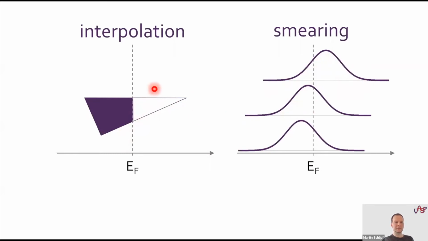You can imagine that if you have a very narrow tetrahedron that would be completely above the Fermi energy, it would not be occupied. But the smearing width is the same for all k-points. That means even a k-point that corresponds to a very narrow tetrahedron will still be occupied if you smear with Gaussian or Monkhorst-Pack method.